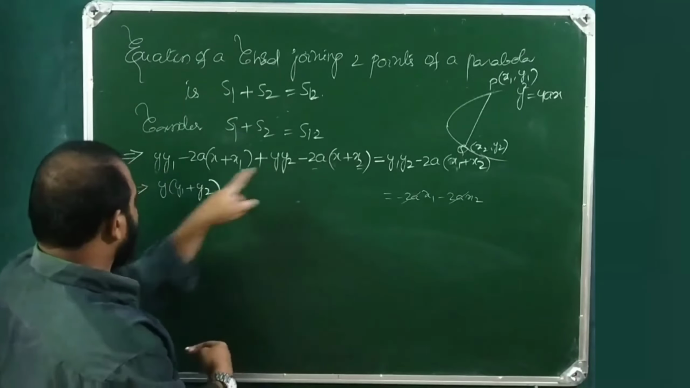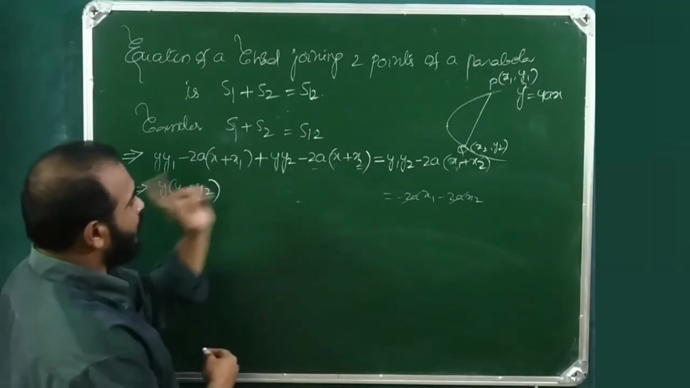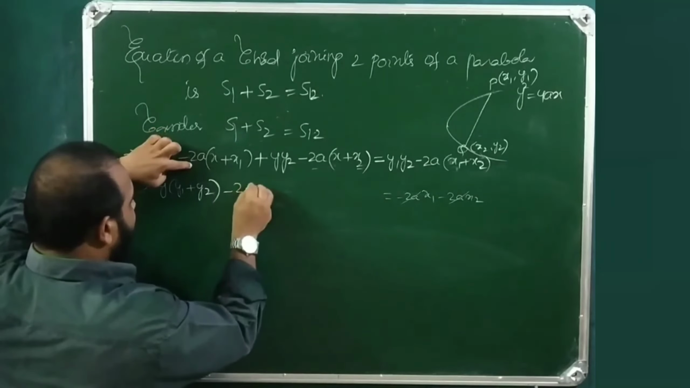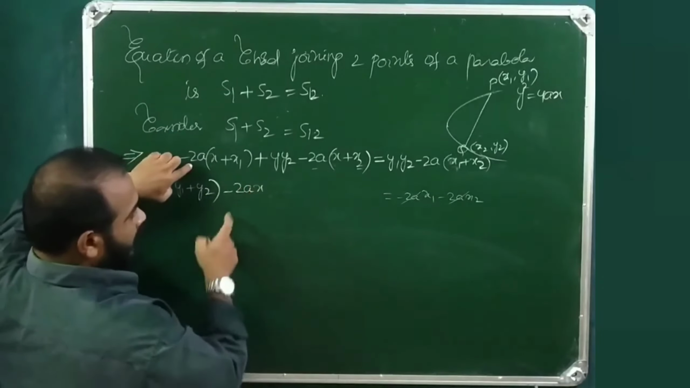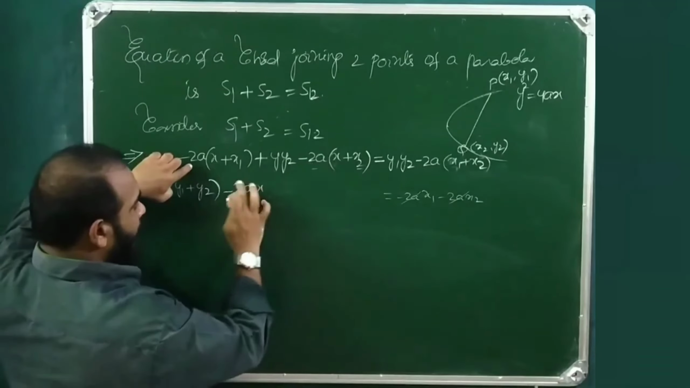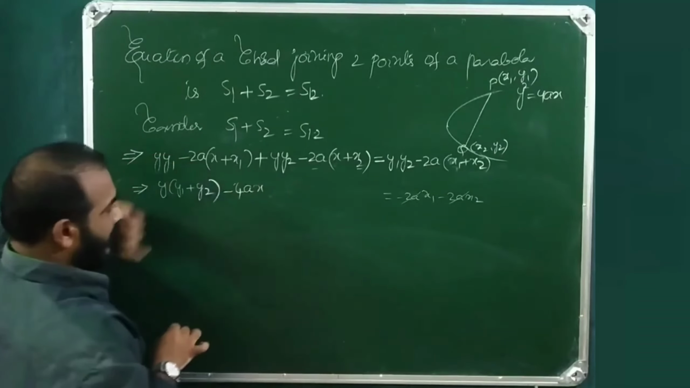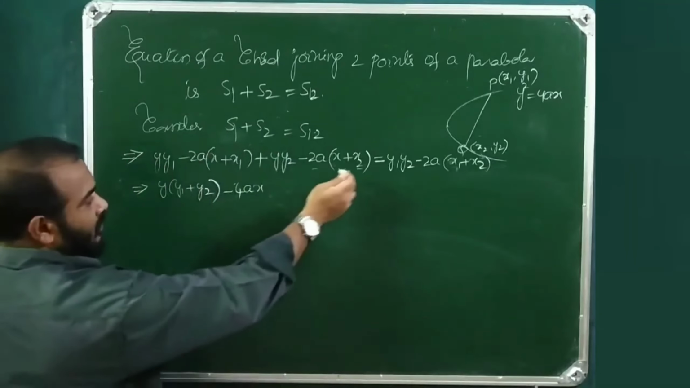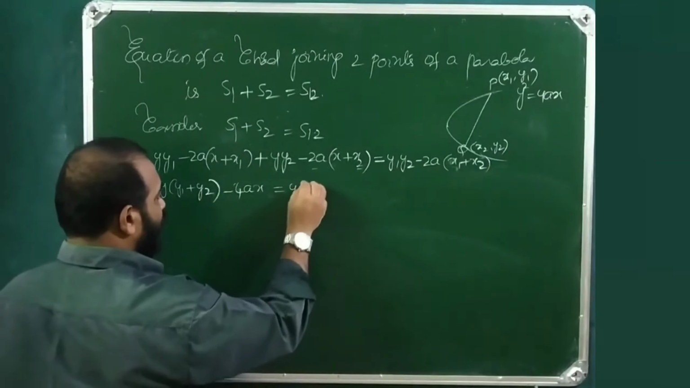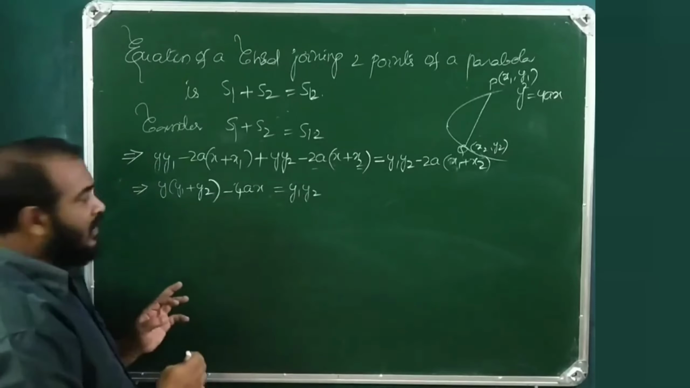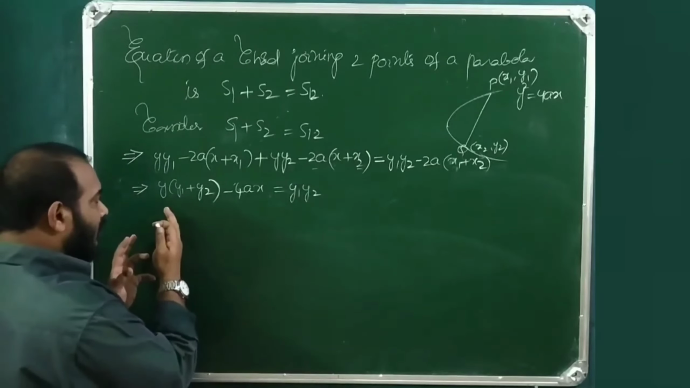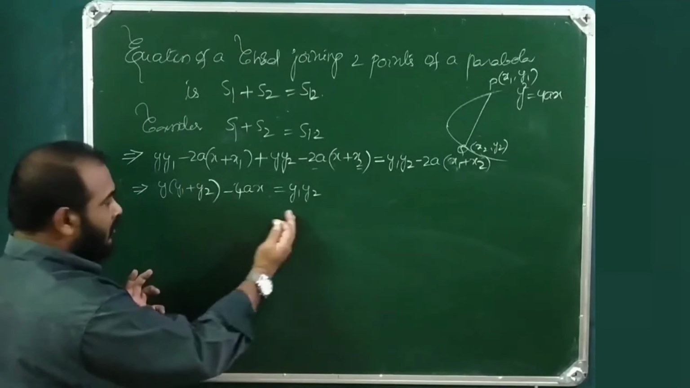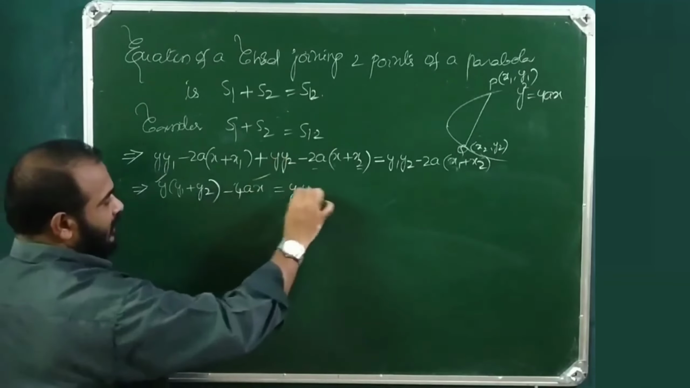y1 plus y2. Y, if you take common, y1 plus y2. So here minus 2ax, minus 2ax, so minus 4ax is equal to y1 y2. If you see here, this seems to be a first degree equation. So here y, here x, and this is constant.